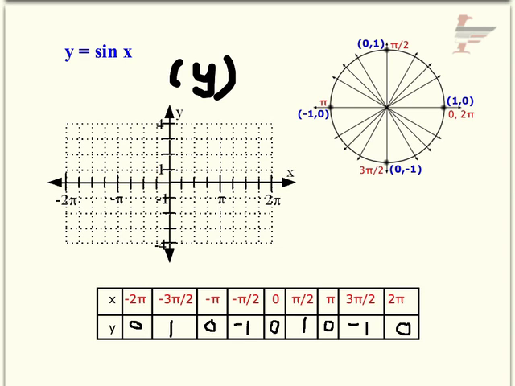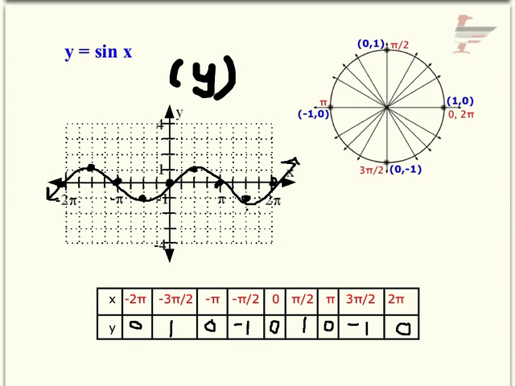So the first point, I'll start with negative 2 pi, will be at 0, and then negative 1.5 pi is at 1, negative pi is at 0, negative pi halves is at -1, 0 at the origin, pi halves at 1, pi at 0, 3/2 pi at -1, and 2 pi at 0. And you can see the sine wave, which I'm sure you've heard of anyway. And how cool is that? So now you kind of know where it comes from.